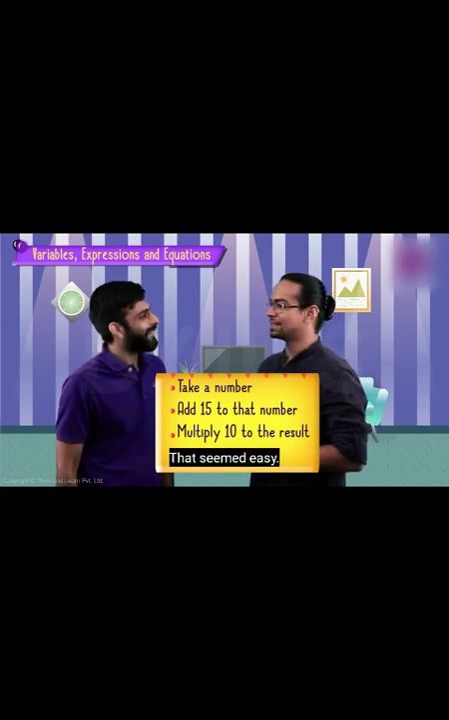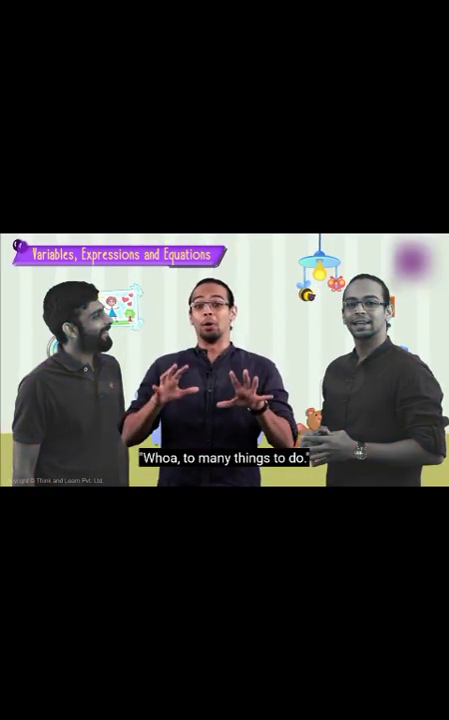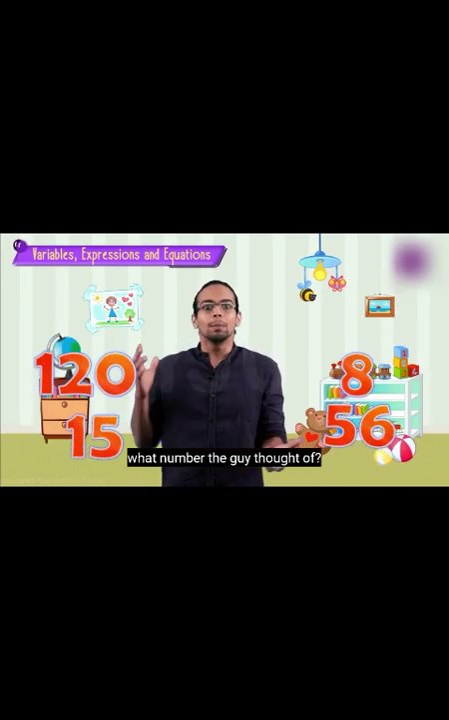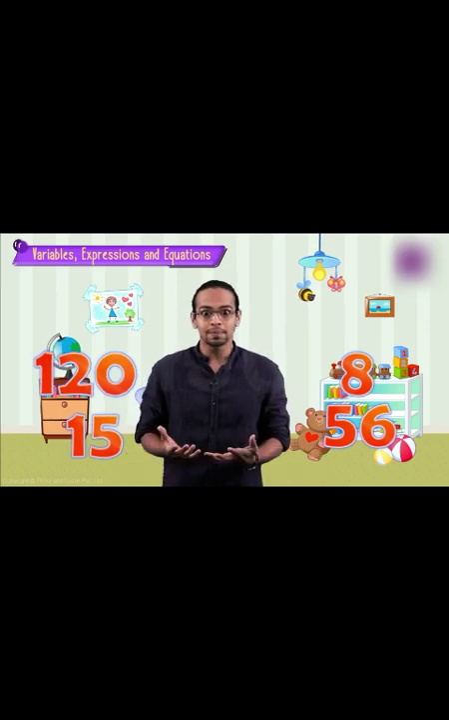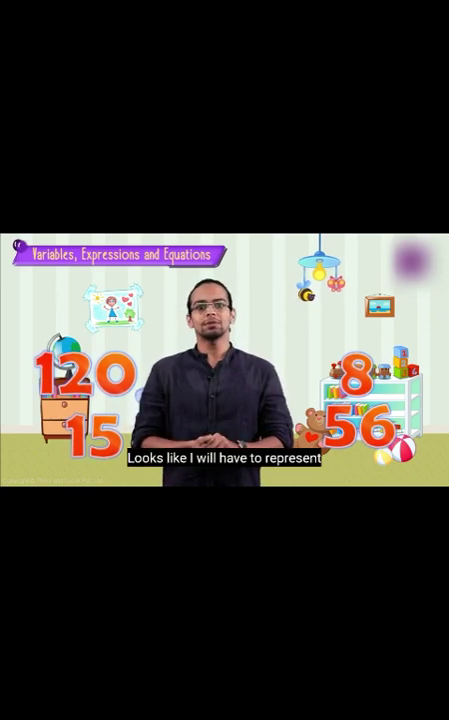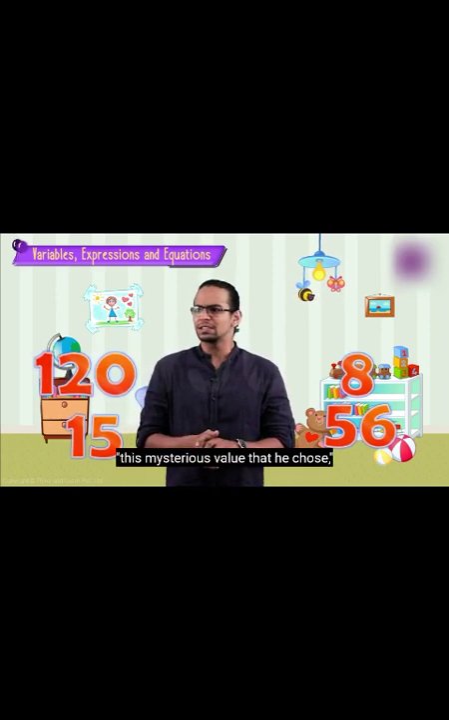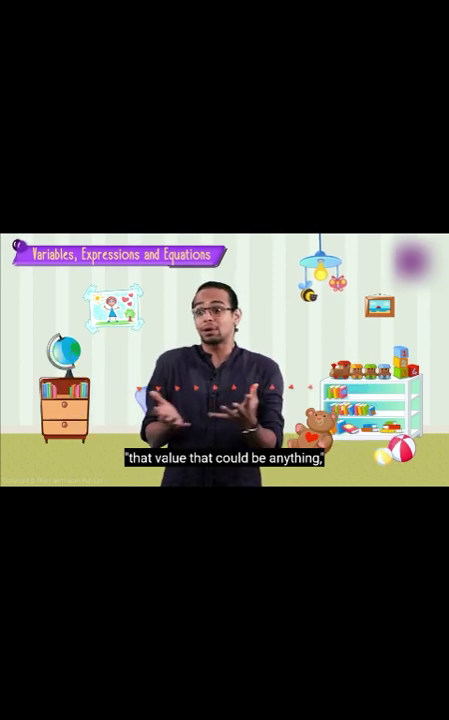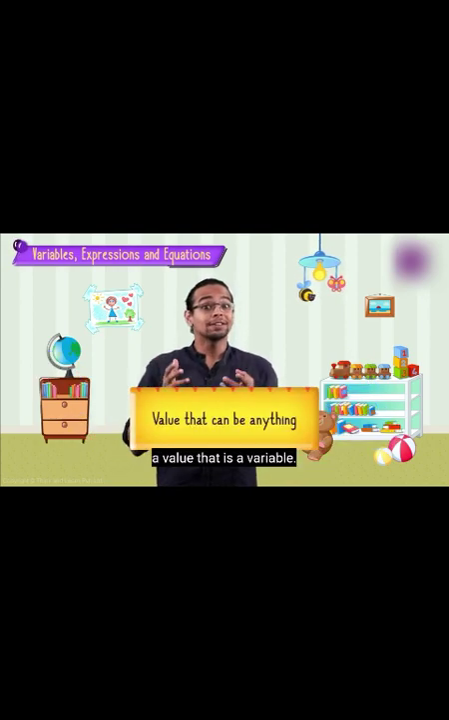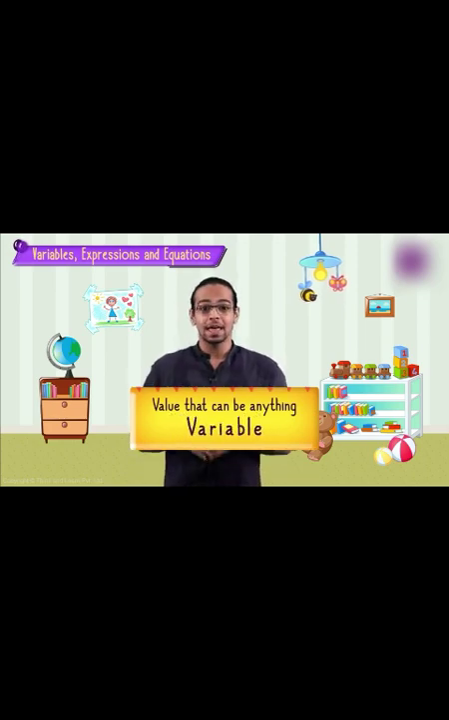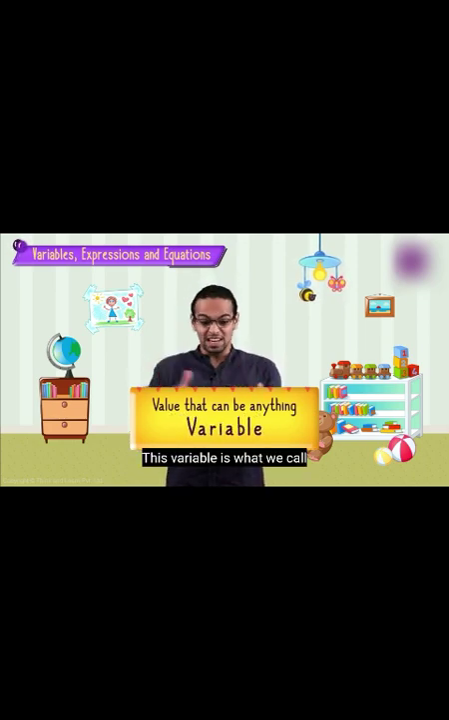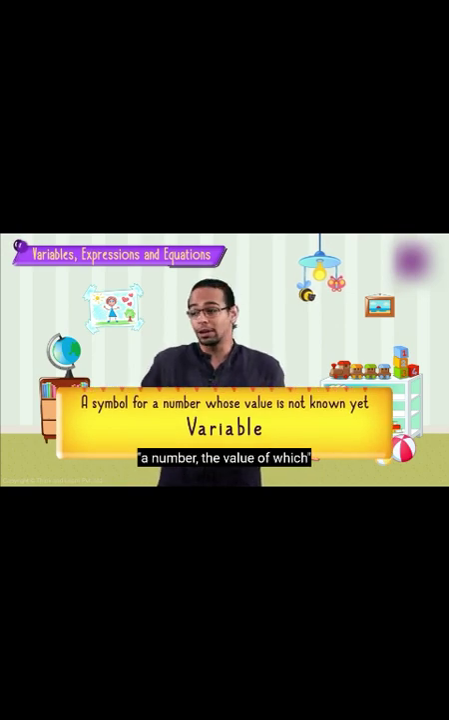Okay. That seemed easy. Whoa, too many things to do. How do I keep track of what number the guy thought of and add these other numbers to it? Looks like I will have to represent this mysterious value that he chose. That value that could be anything. A value that is variable. Remember this word, variable. This variable is what we call a number, the value of which we have to find or we do not know.